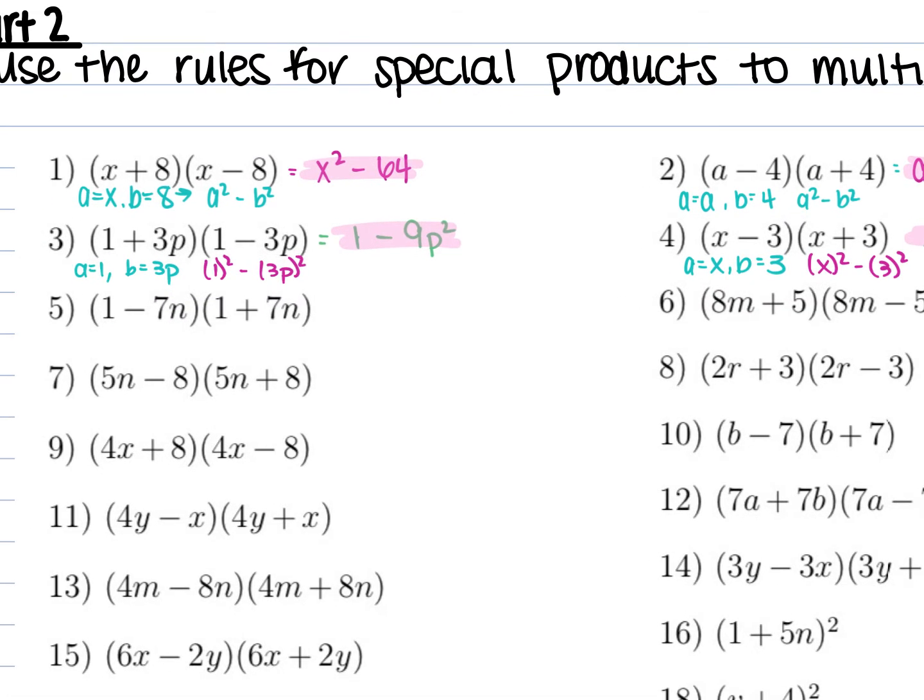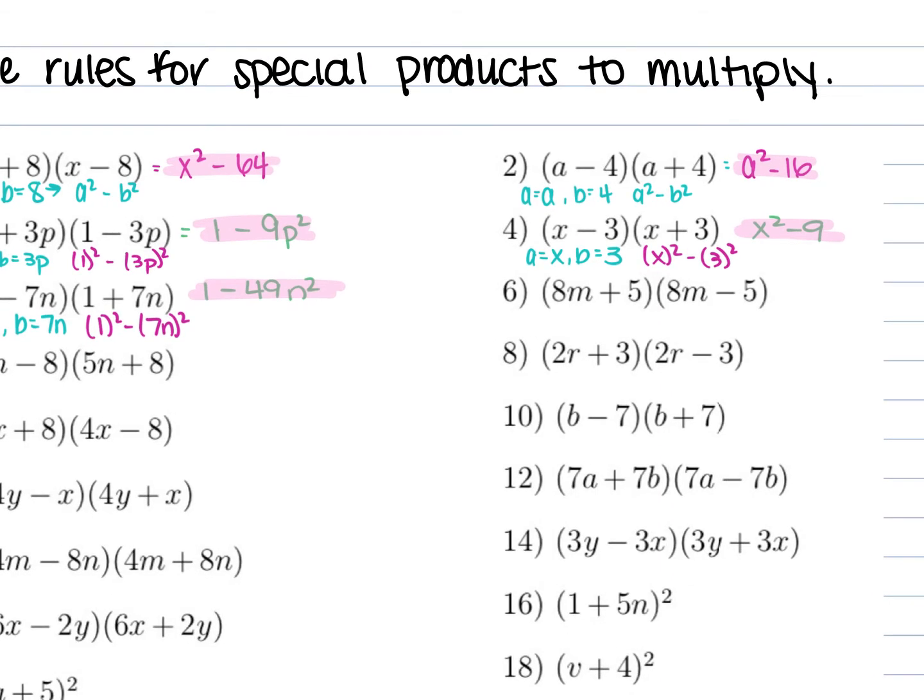For number 5, we have 1 minus 7n times 1 plus 7n. So our a is 1. Our b is the 7n. We're going to have 1 squared minus 7n squared. The 1 squared is 1, minus 7n to the second power is 49n squared.